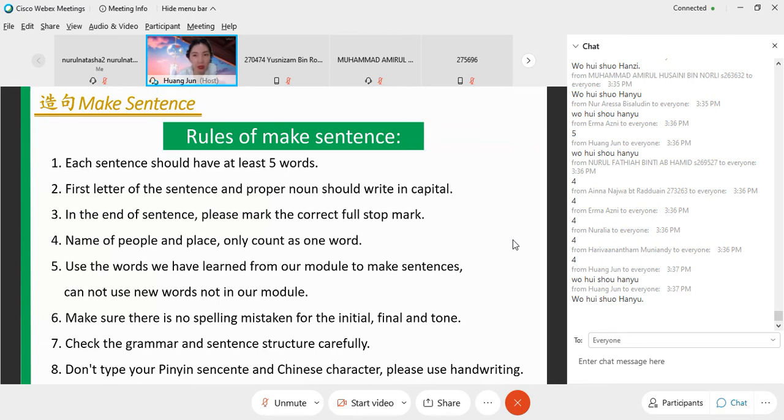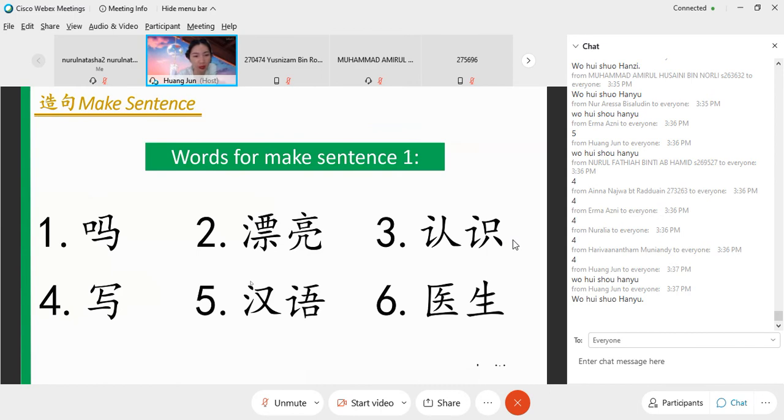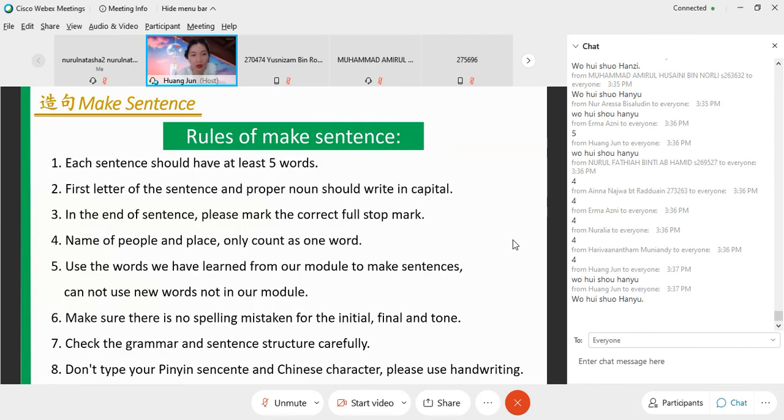So never randomly Google any sentence you like. Okay? Don't Google your sentence. You have to use the words in our book when you learn. So number 6 is check your spelling, initial, final, and tone. Make sure you fully put the same as in the book. Okay, make sure your initial, final, tone are the same as in the book.